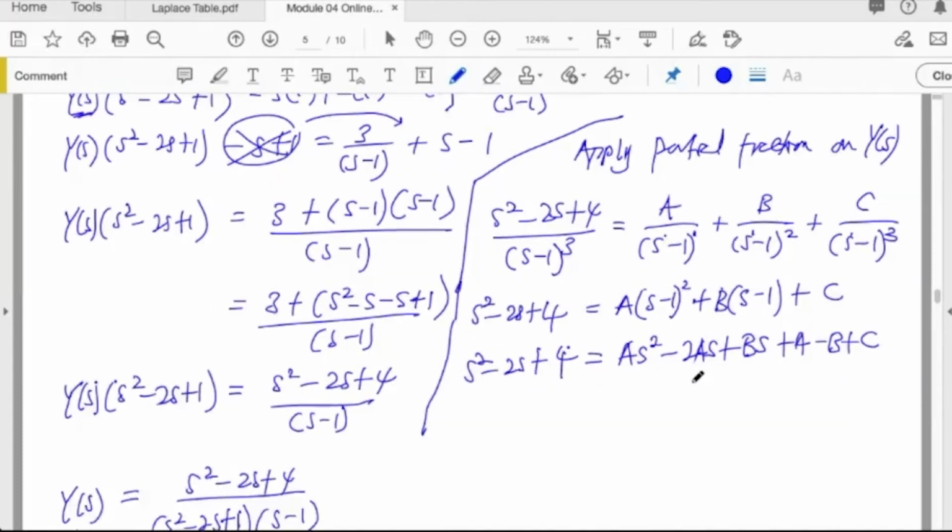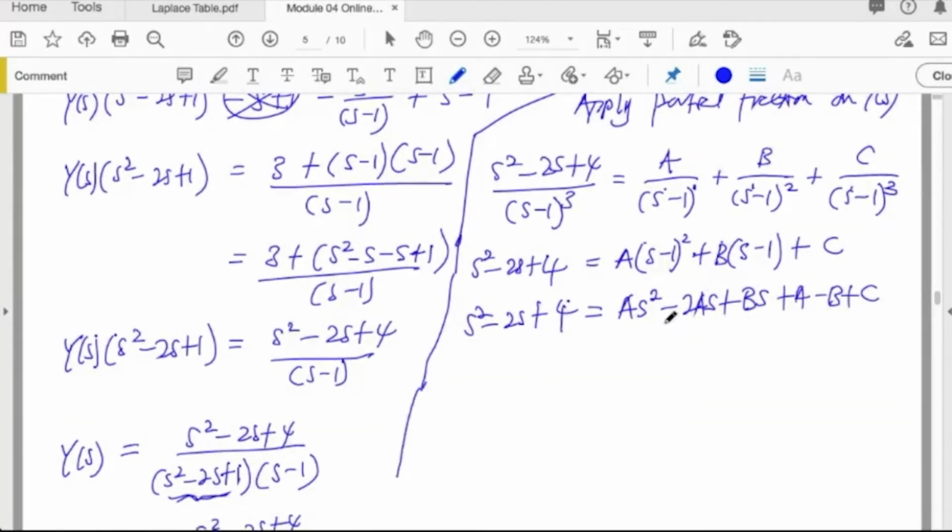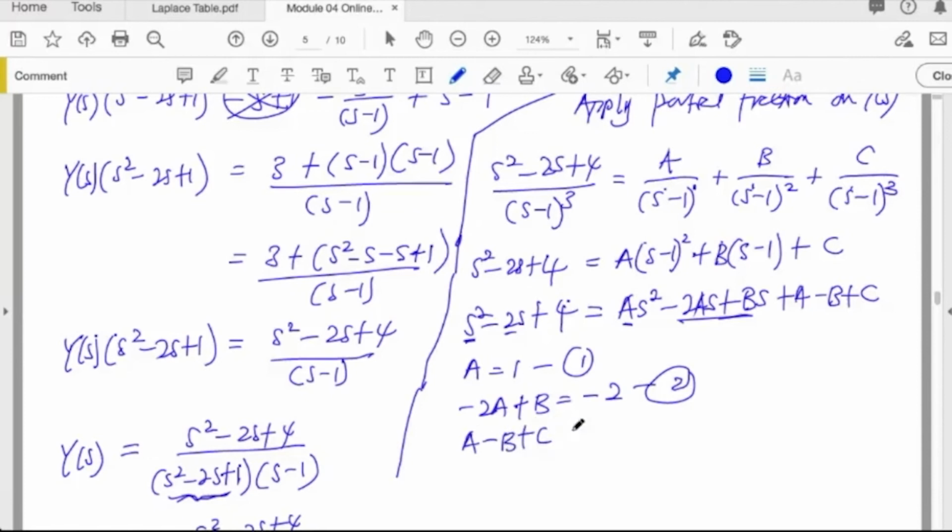So how many equations can we get from here? The first one: A equals 1, so that part equals that part. That's the first equation. Our second equation is from this part and that part, which is negative 2A plus B equal to negative 2. That's the second equation. And then the third equation: A minus B plus C equal to 4.